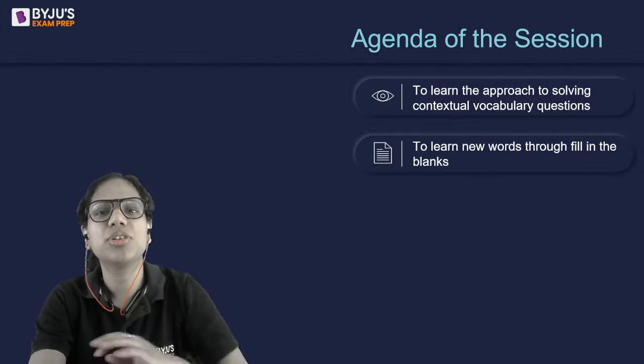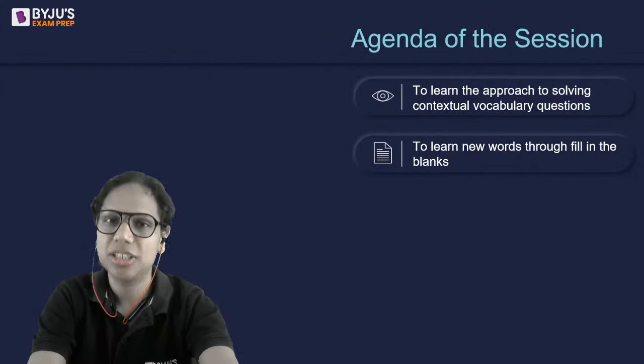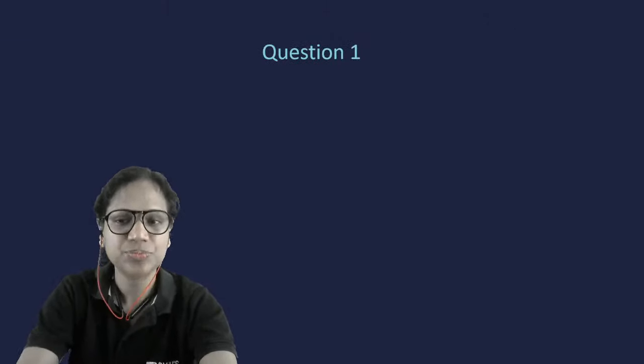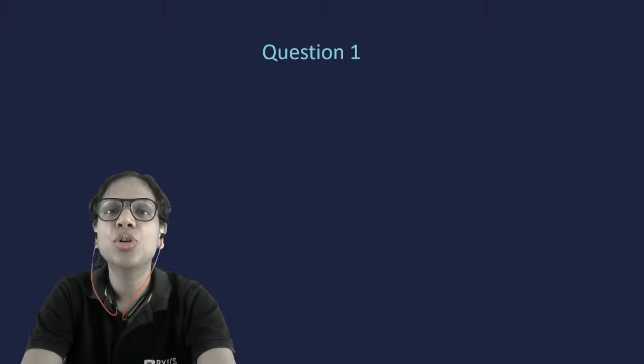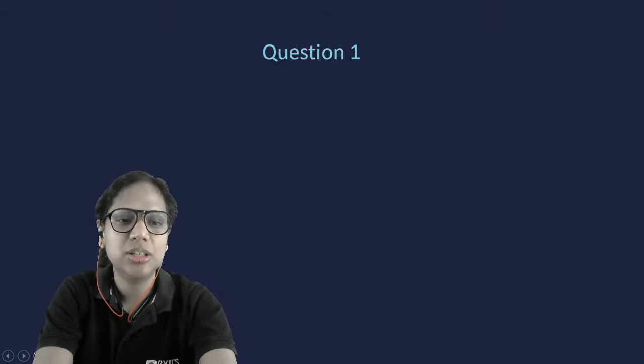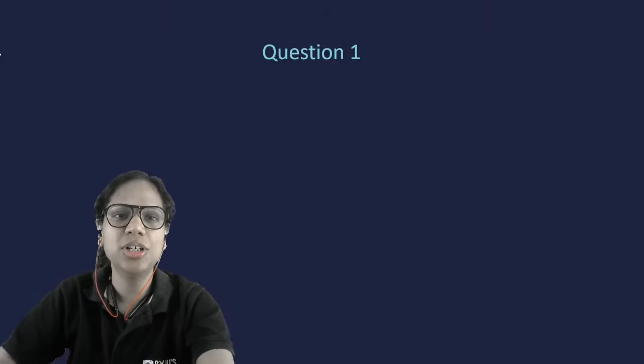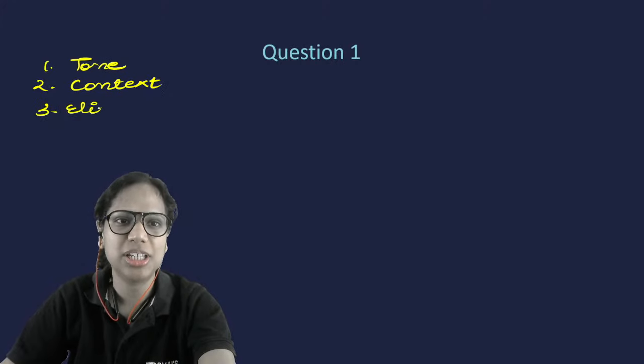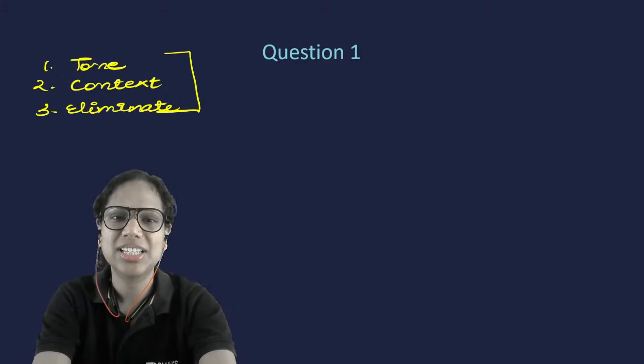This is our agenda for the day. As I've already told you, we will learn some new words through fill in the blanks, which is a part of contextual vocabulary. In such questions, the surrounding words play an important role, so please read them carefully. Look at the tone of the word that is required in the blank, whether it's a positive word or a negative word. Pay attention to the surrounding words. And always, always eliminate. Following these three things will help you in such questions.